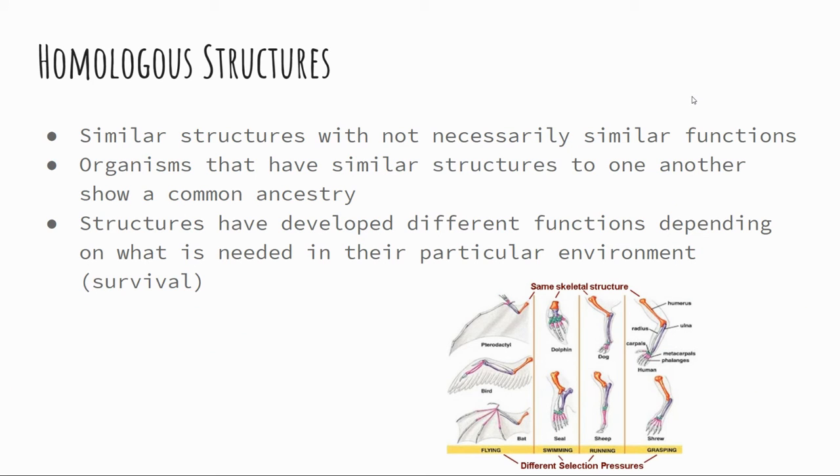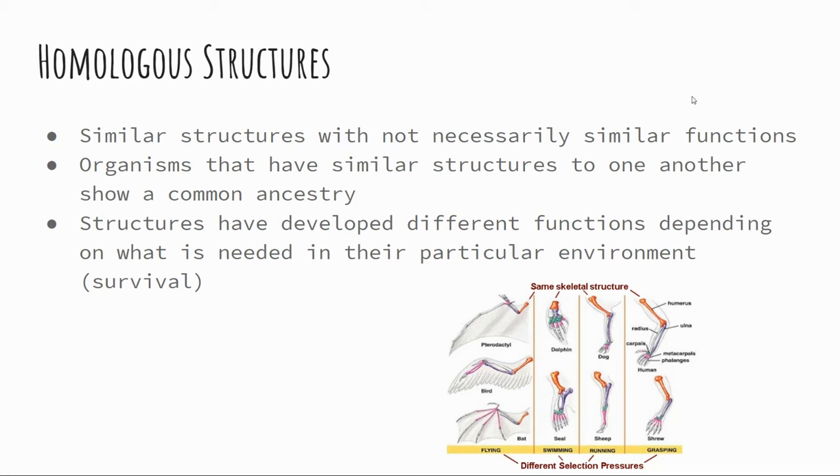Homologous structures are probably one of the bigger things when we talk about evidence of evolution. And so these are similar structures with not necessarily similar functions. So organisms that have similar structures to one another show a common ancestry. Structures have developed different functions depending on what is needed in their particular environment.